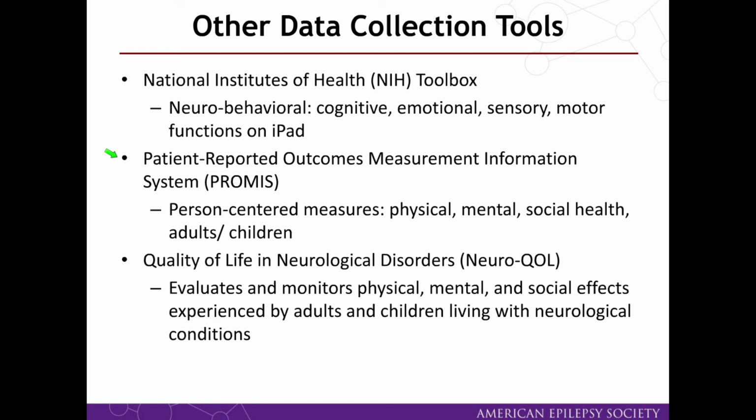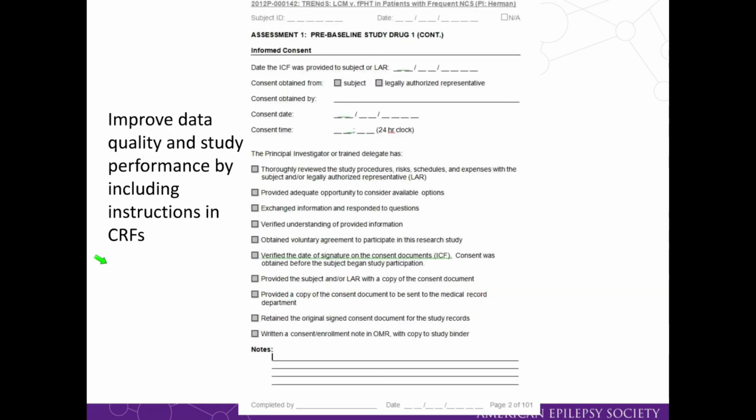And these are available both in paper format as well as electronic forms and can often be integrated into your study database. And then finally, there's the Quality of Life in Neurological Disorders, or NeuroQOL, which looks at both pediatric and adult outcomes in neurologic disorders. So again, in your supplemental materials, you have links to all of these resources, and I encourage you to explore those.